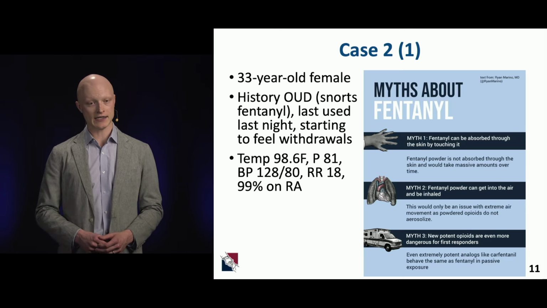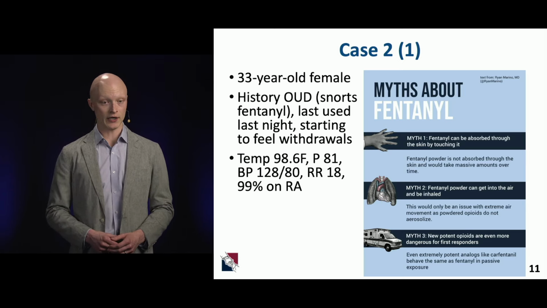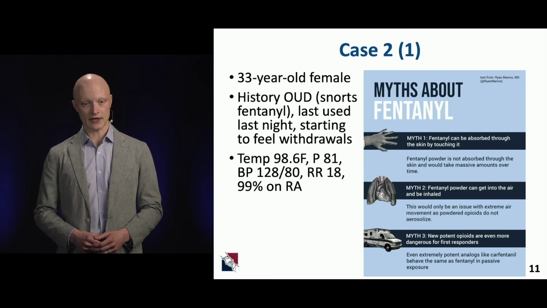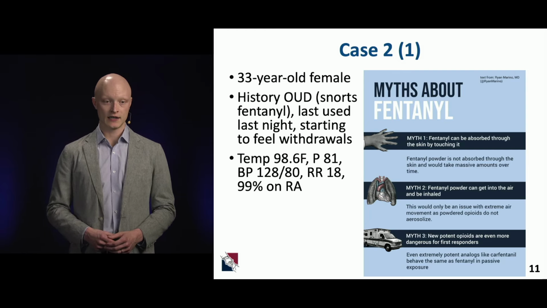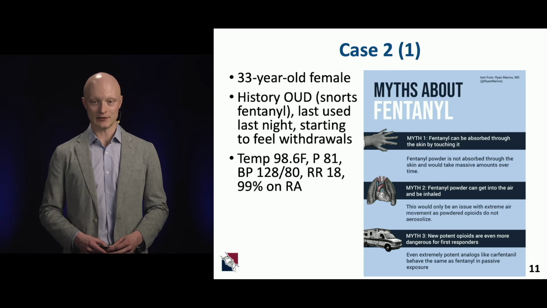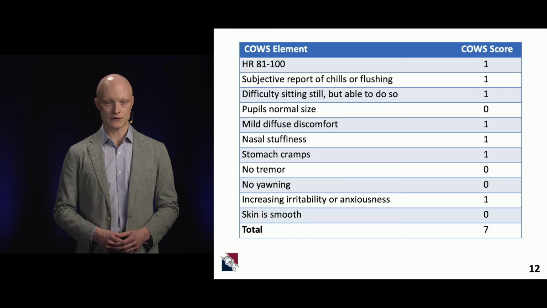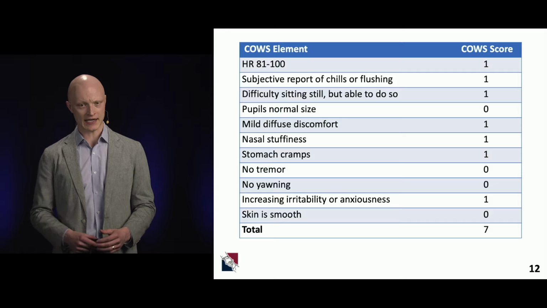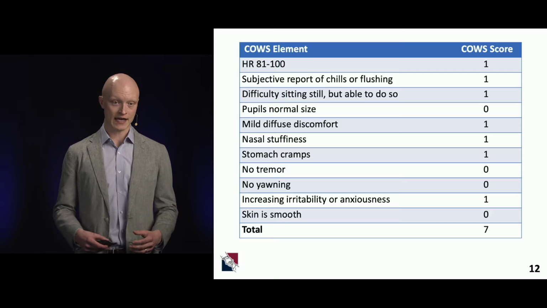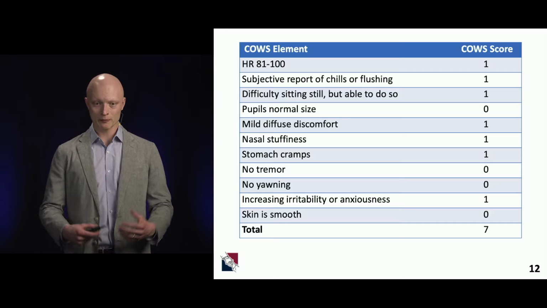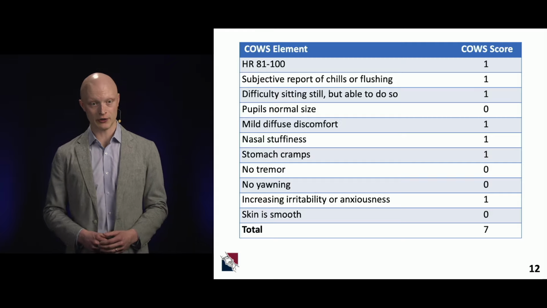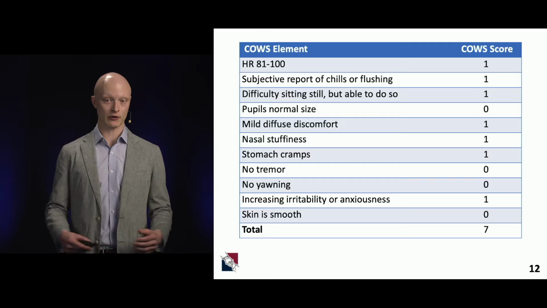Her temperature is 98.6, pulse is 81, blood pressure is 128/80, respiratory rate of 18, and her oxygen saturation is 99% on room air. We calculate a COWS score. As a note of practicality, nurses and other support staff can also calculate the COWS score, but as providers, we should also be familiar with its elements and how to calculate it accurately.